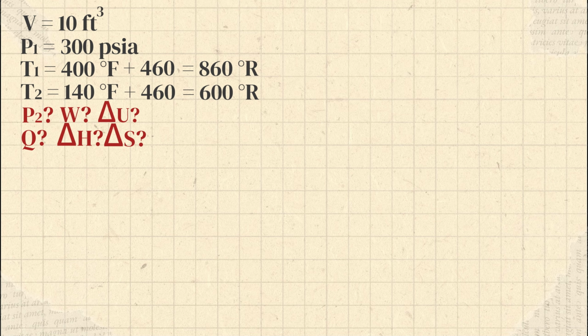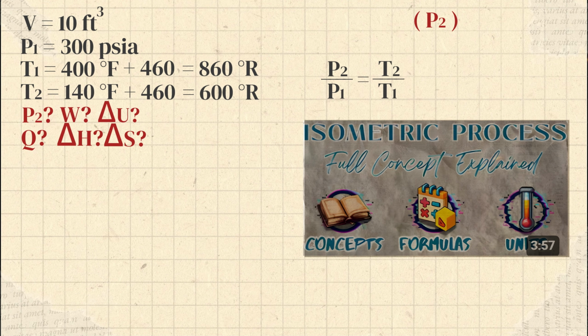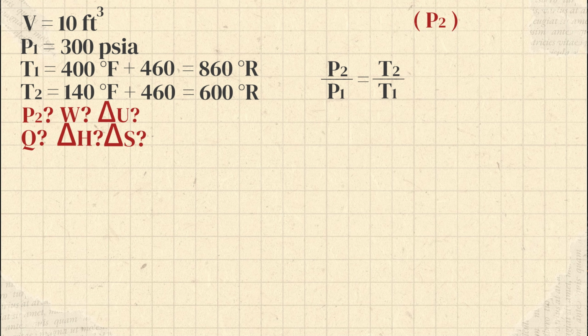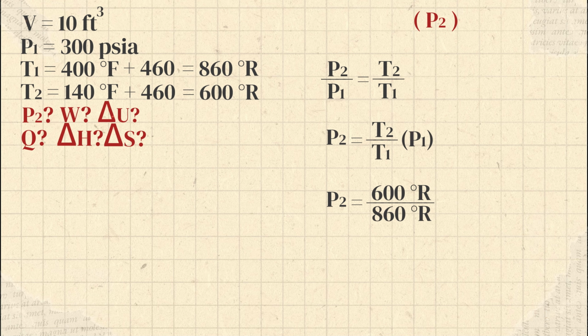Una natin hahanapin is yung P2. So, P2 over P1 equivalent to T2 over T1. So, ito yung inaral natin from the previous lesson. And then, isolate lang natin yung P2. So, equivalent to T2 over T1 times P1. Then, input natin yung value. So, we have 600 degrees Rankine for T2 and 860 degrees Rankine for the T1.